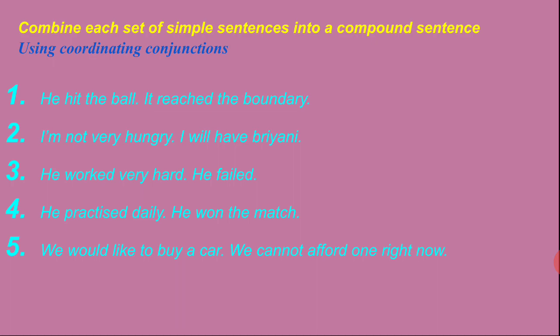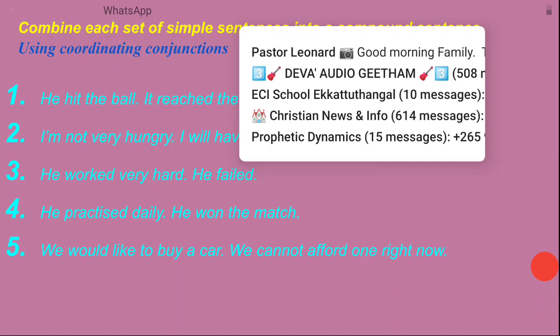Okay, he hit the ball, one independent clause, it reached the boundary. So two independent clauses are there. You're going to connect and make it a compound sentence, but you have to use a suitable conjunction. Got it? Did you try? Okay, let's move on. I'm not very hungry. I will have biryani. Which conjunction would be suitable there?